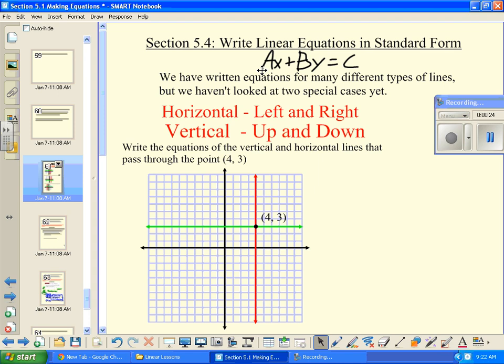The biggest difference I want students to realize between these two types of equations is that in standard form, the x and y terms are on the same side of the equation, whereas in slope-intercept form, y is all by itself on one side. So what we're doing now is writing equations in standard form.